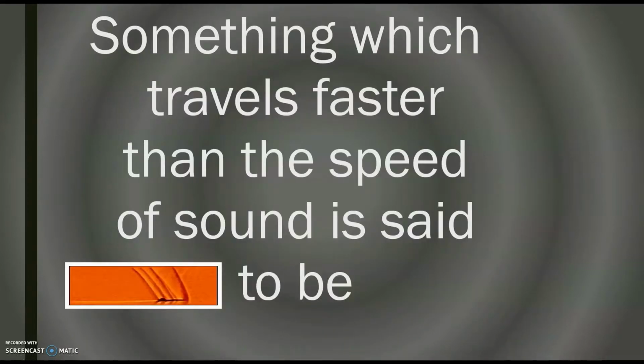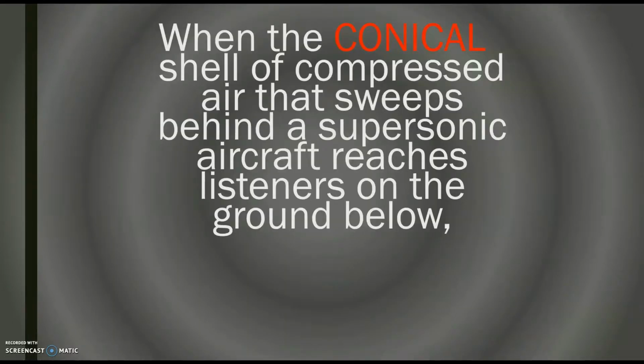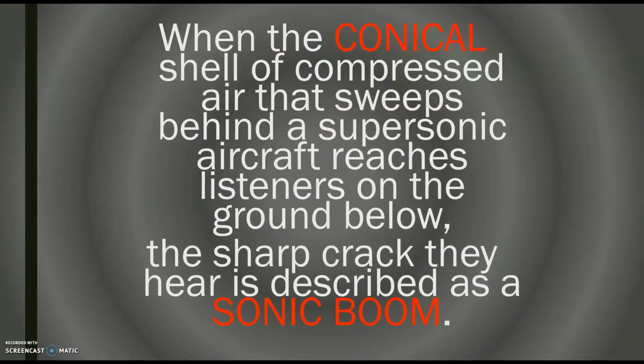So when something travels faster than the speed of sound, it is said to be supersonic. You can see here there's a bullet traveling at Mach 2.45, so more than twice the speed of sound. You can see it breaking through that wavefront right here, and it's going to break through this wavefront. Those wavefronts are what give you that audible sonic boom, that crack of sound. When that conical shell compresses the air in front and sweeps it behind, it reaches the listener on the ground. That is said to be the sonic boom, or that big, large boom.